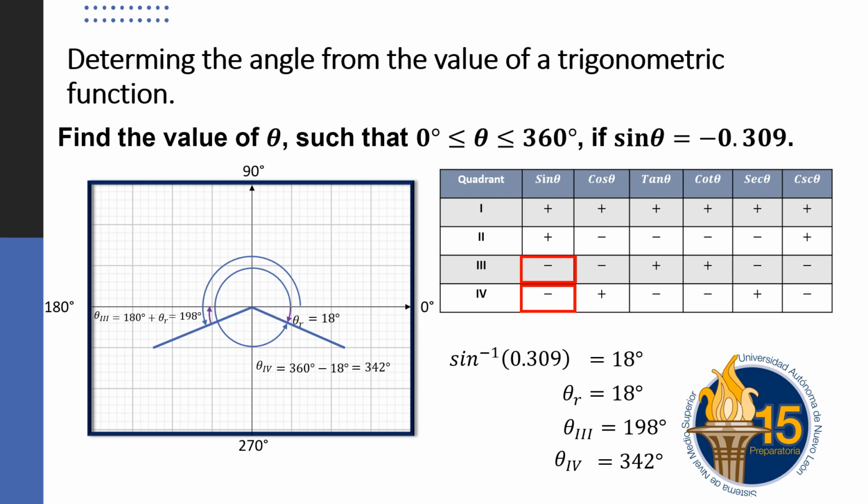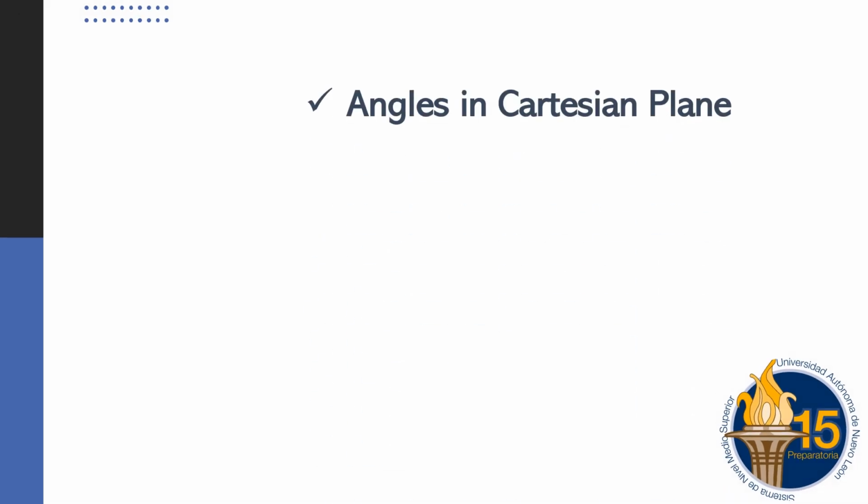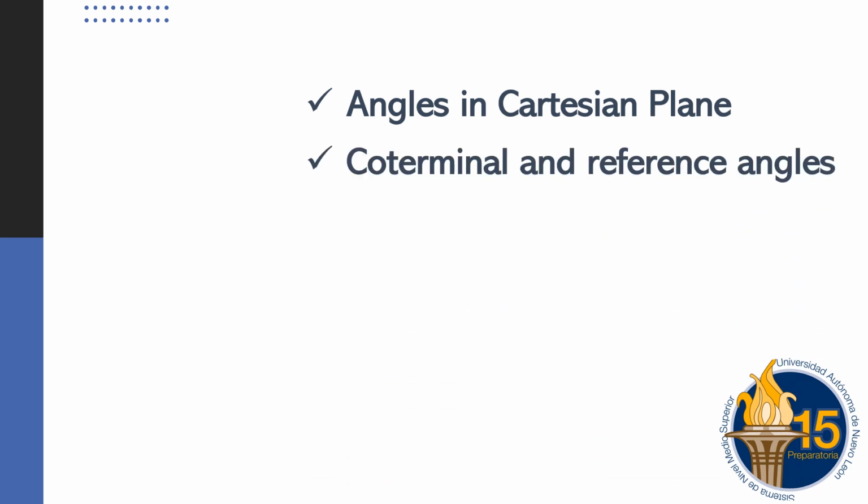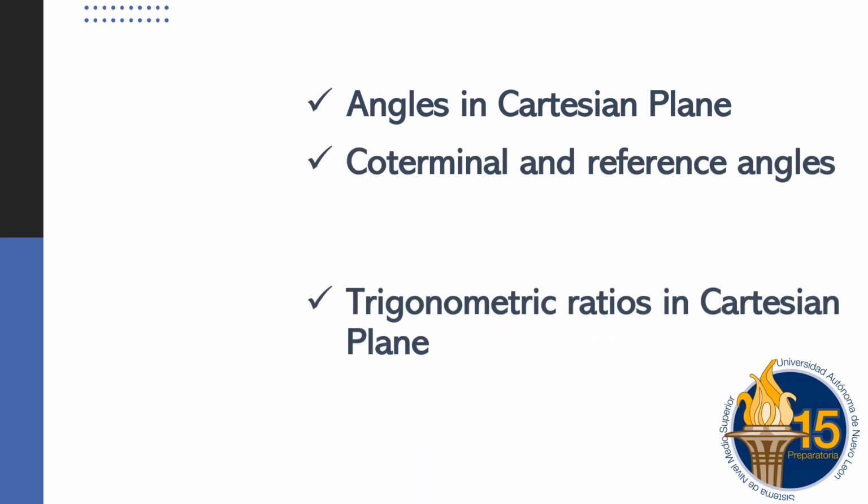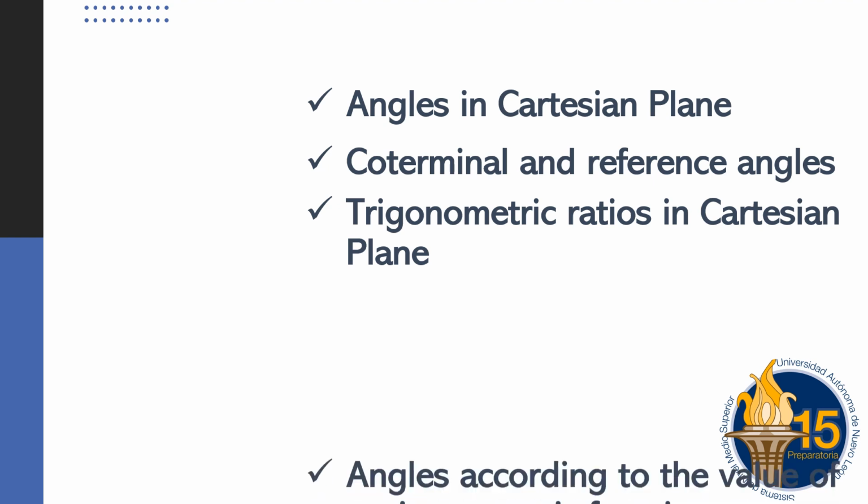We have finished the first part of stage 4. As a summary, we have seen so far angles in the Cartesian plane, coterminal and reference angles, trigonometric ratios in the Cartesian plane, and how to determine an angle according to the value of a trigonometric function.